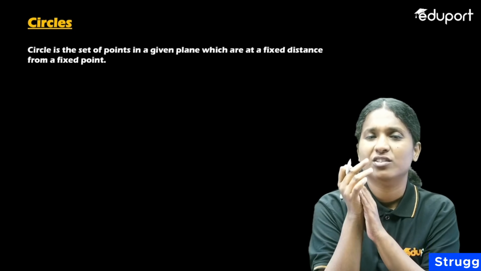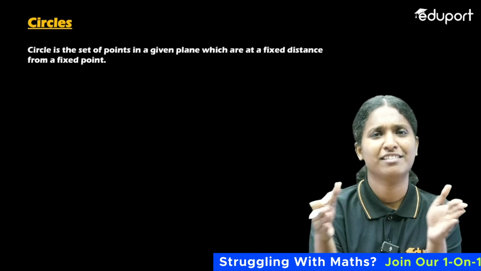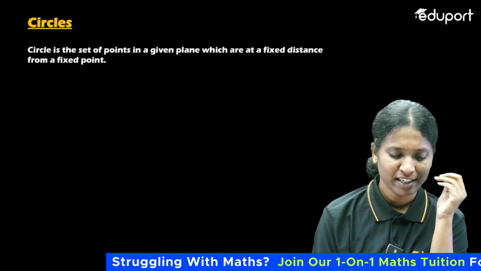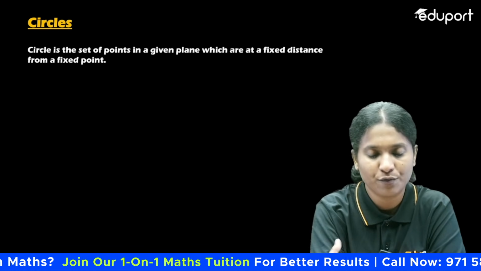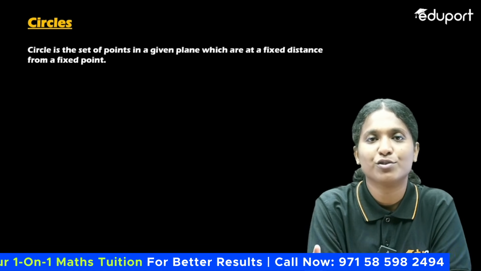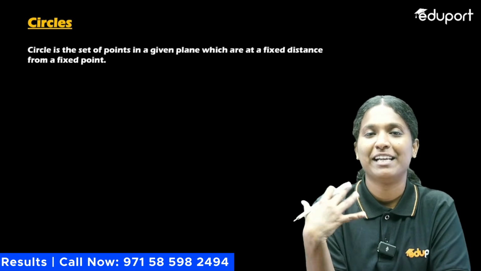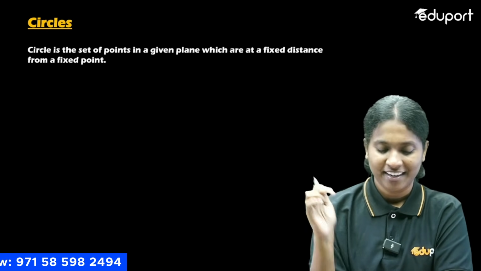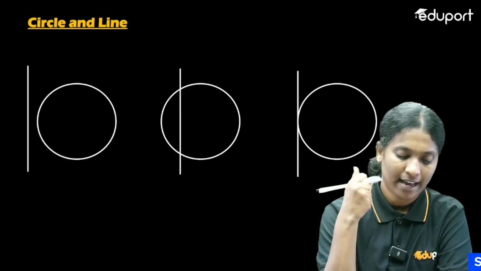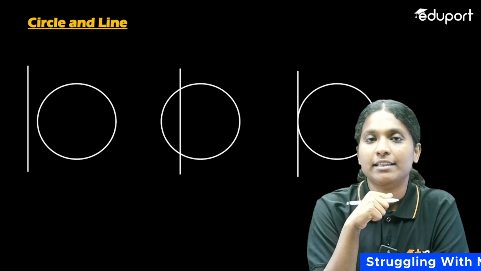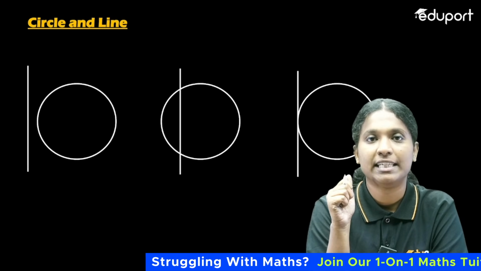Circles. We just introduce what a circle is. A circle is the set of points in a given plane which are at a fixed distance from a fixed point. No one is going to ask you this in the exam, so we don't have to explain it more. You just understand that. And then, circle and a line. This is important, as in your 10th standard you dealt with tangents.